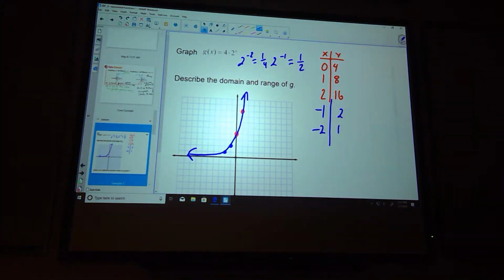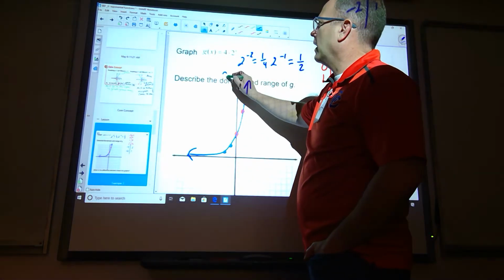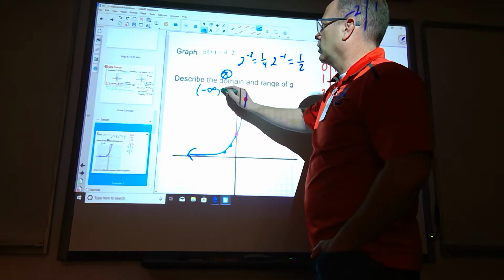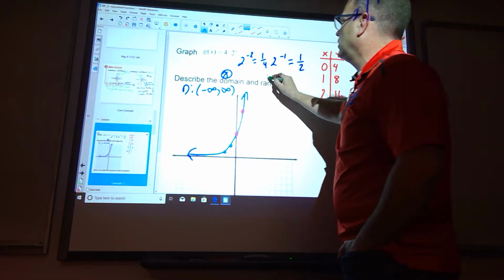Hey, can I keep plugging in numbers and get stuff out? If I plug anything bigger than 2 in, my numbers are going to start getting pretty big, but do you think they still exist? Hey, what was the domain? Domain relates to x or y? X. Okay, so my domain on this is going to go from negative to positive infinity. My range deals with the y's.